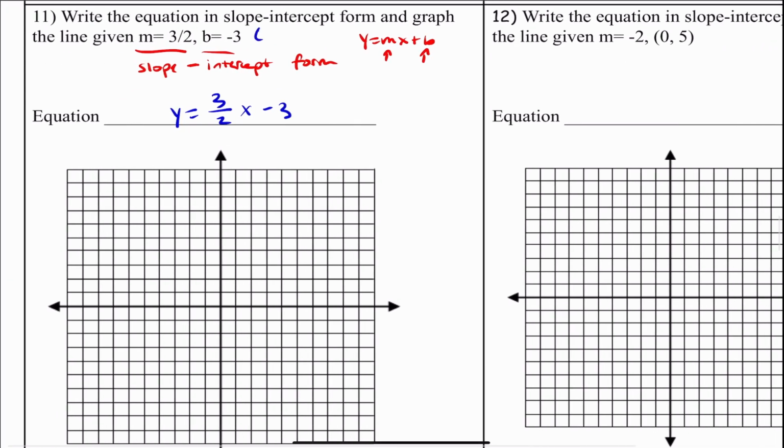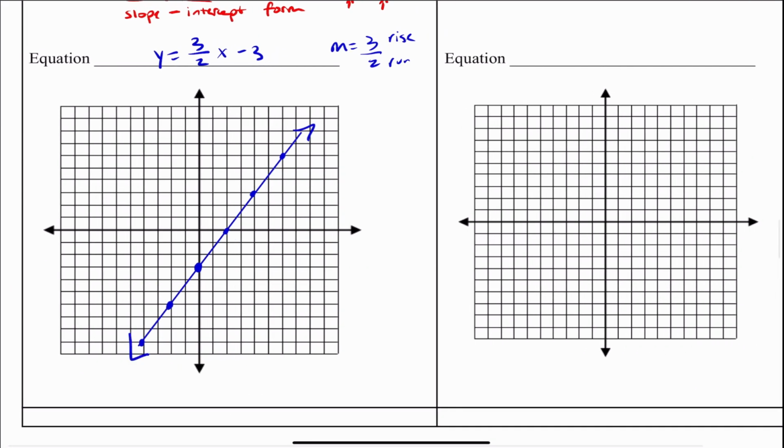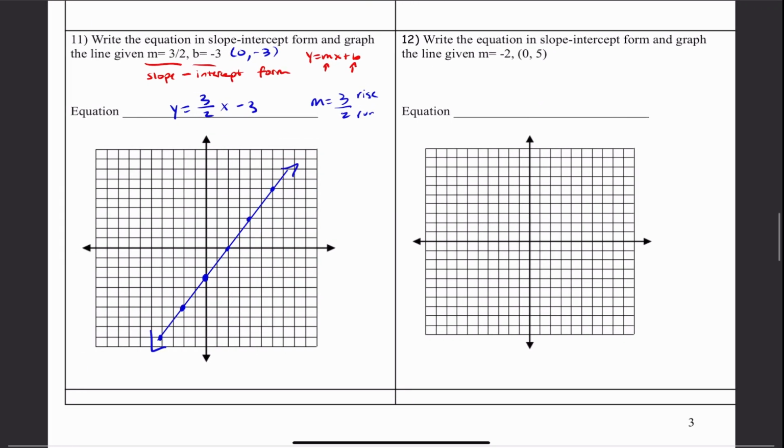You have an intercept of 0, negative 3. You start there. And then you're going to rise 3, and then you're going to run 2. So rise 3, run 2, rise 3, run 2, rise 3, run 2. Do the opposite. Down 3, left 2. Down 3, left 2. Connect. And that's how you graph number 11.